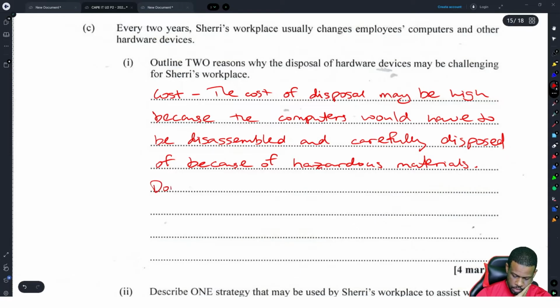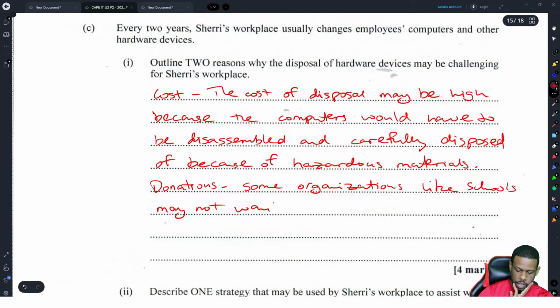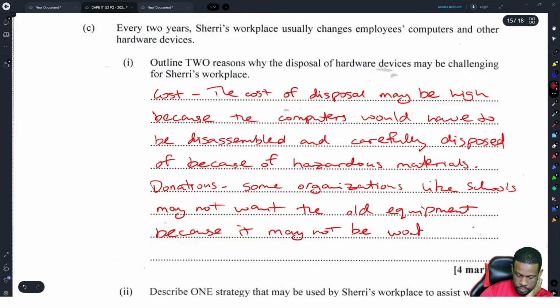Donations. All right, so we could say donations will be low because some organizations like schools may not want the old equipment because it may not be working properly. I guess so. Yeah. Seems okay to me there.